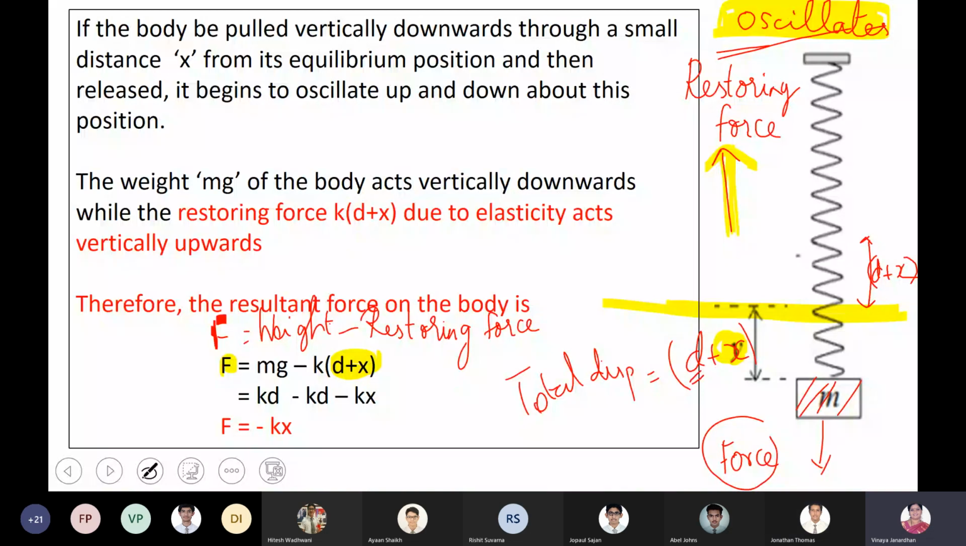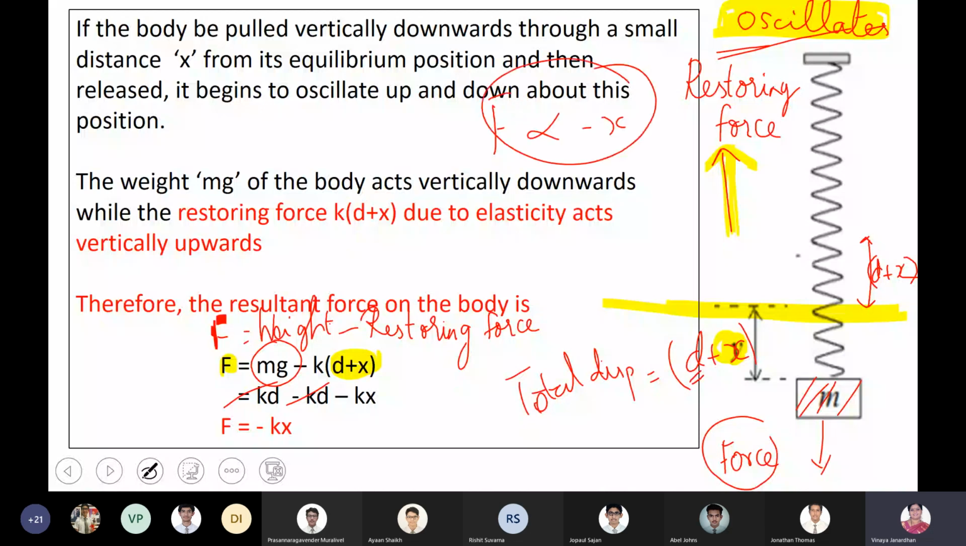So the net force acting on the body is weight minus restoring force. Now you substitute the previous case. What was mg in the first equation? K into D. So F becomes equal to minus K into X. F is minus K into X. Or I can write F is proportional to minus X.